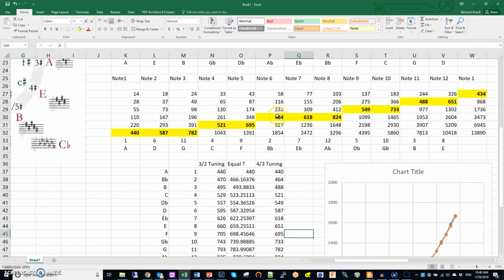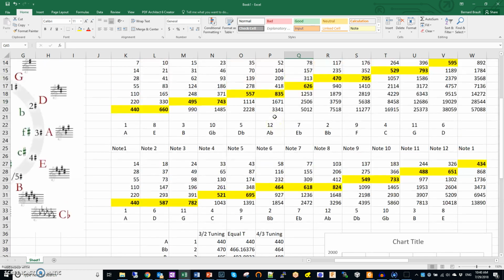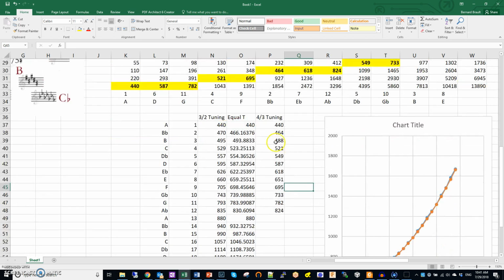But the frequencies are not quite the same here. If I look at the first note, of course, it's the 440. Now the second note is down here, 464. Using the 3/3 method, the second note that I had was 470. And this time around, the second note is, where can I find it? Number 2 here, 464.